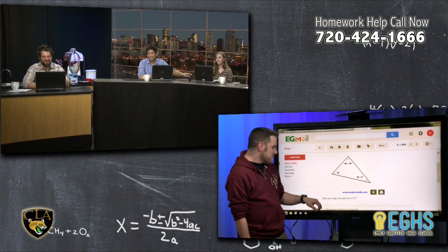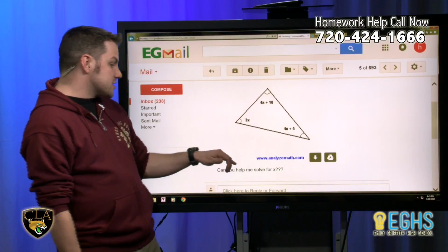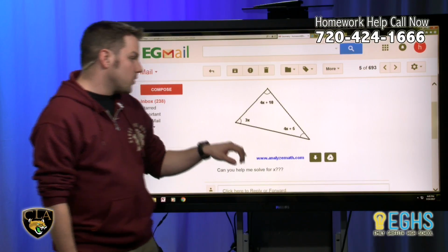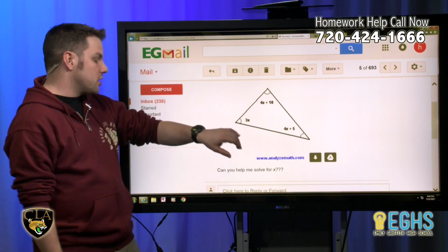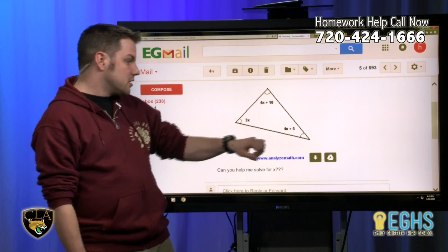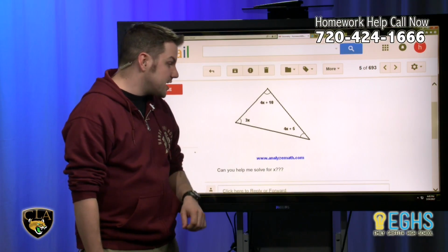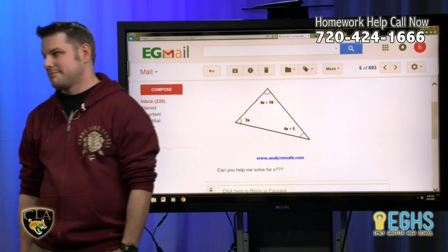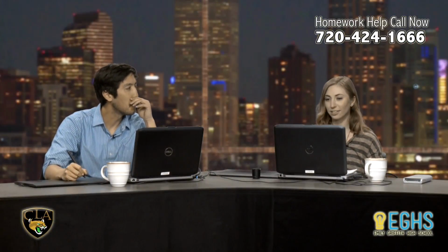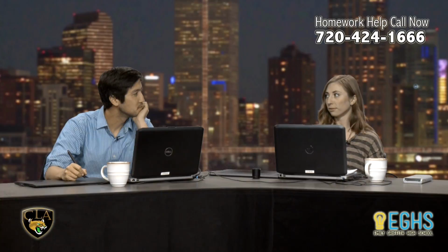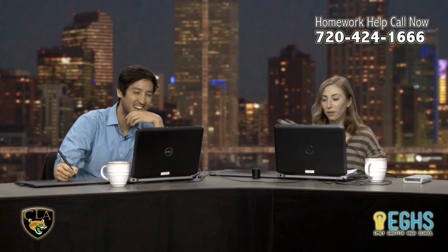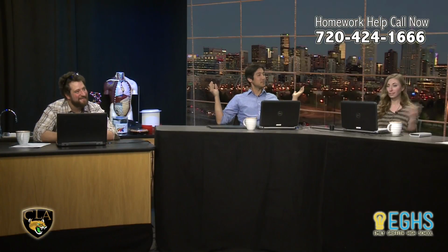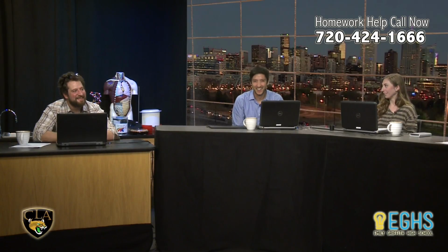Yeah, pizza. Can you help me solve for x? So you have a triangle with one angle at 3x, one angle at 4x plus 10, and one angle at 4x plus 5. I had a student that looked at a problem like that the other day, and she was like, it's impossible because there's x in all the angles. Yeah, true. We're done. Impossible. No way to do it. Yeah. No solution.